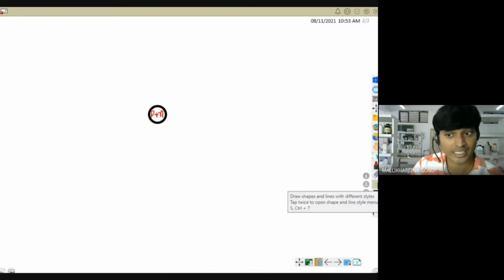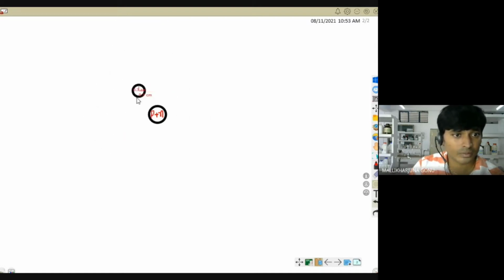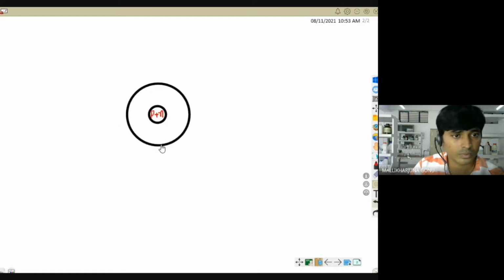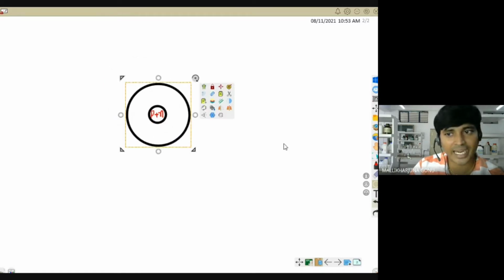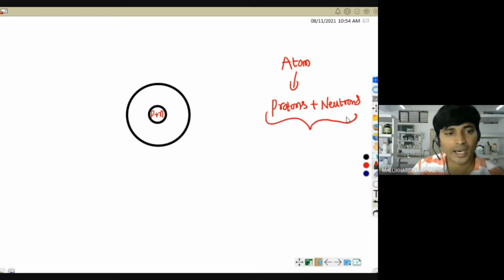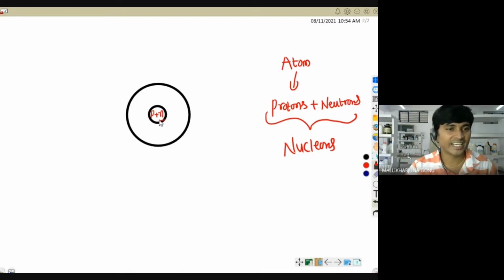And what is the other thing? Electrons. So we know what is present in the atom: protons are present, plus neutrons are present. These two together are present in the nucleus. Together we call them nucleons, and the place where they are present is called the nucleus, which is the center of the atom.